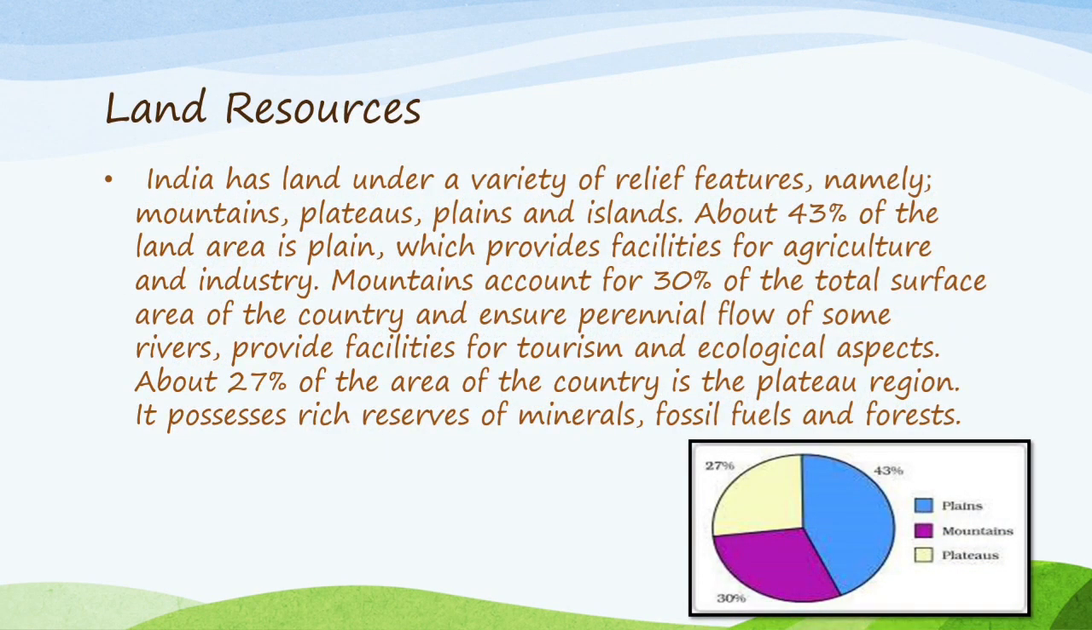Next is land resources. If you see this chart, we will see that our relief features are majorly classified into mountains, plateaus, plains and islands. Around 43% of the area is considered plain, where we will find that most of it has agriculture and industries. 30% is mountains, where we will find perennial rivers, the rivers which actually help in tourism and ecological processes. 27% is plateau, which is rich in minerals, fossil fuels, and forest.